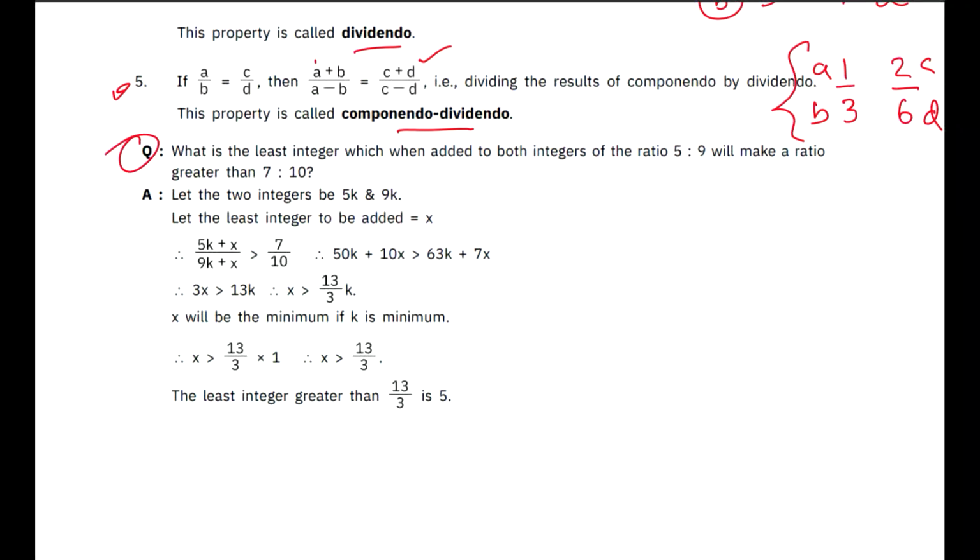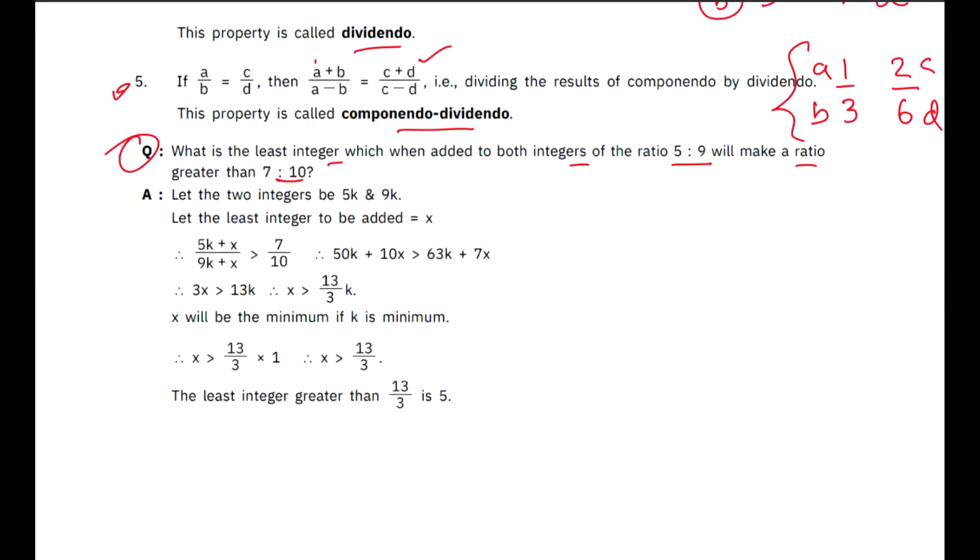Now I have brought a sample question for all of you just to show that in case they add an inequality in the question, this will not add to the difficulty level. Why? Because it will still remain the same ratio questions you practiced. How? Look at this. What is the least integer which when added to both the integers of the ratio 5:9 will make a ratio 7:10?